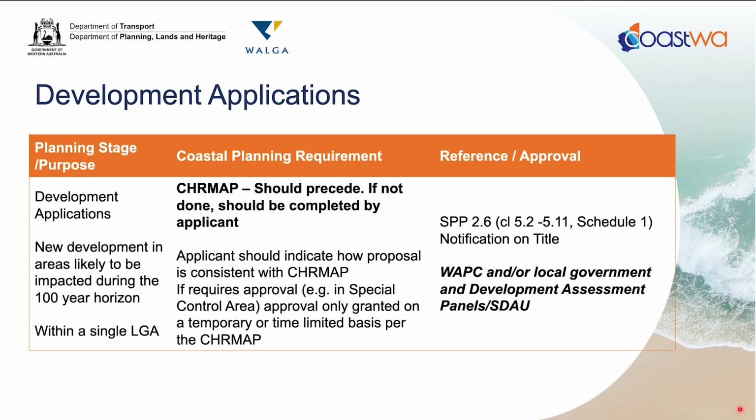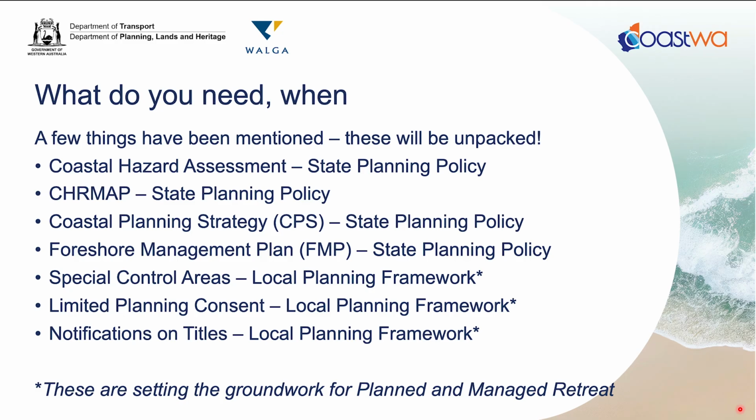So to wrap this up, I guess the key point is there are different levels of coastal planning required at different stages and different mechanisms that we would introduce at different stages. I'll describe each of them in a little bit more detail, but essentially if we look at it at a high level, we're looking at a coastal hazard assessment. So basically understanding the potential vulnerability, and that's enabled through state planning policy. And then we might deliver the CHRMAP, also enabled under state planning policy. So that's the full detail of stages 1 to 7 of the CHRMAP process.